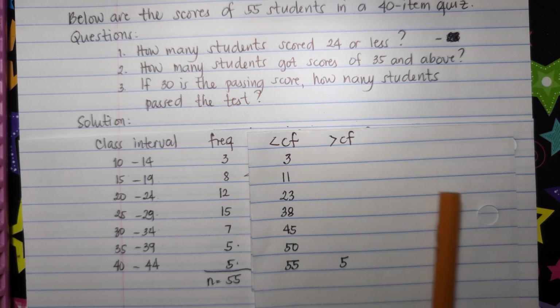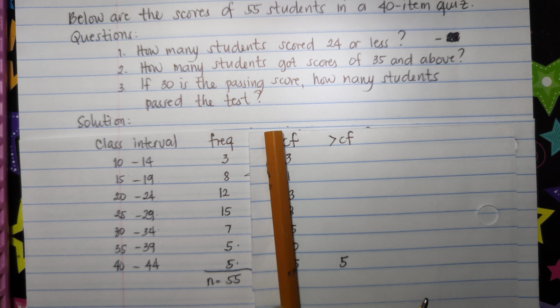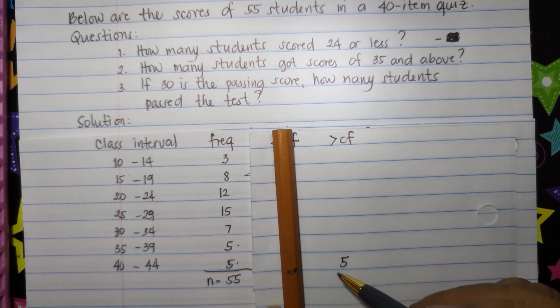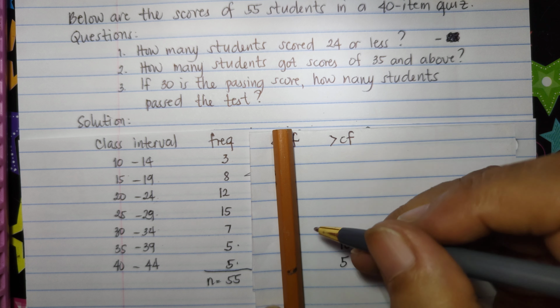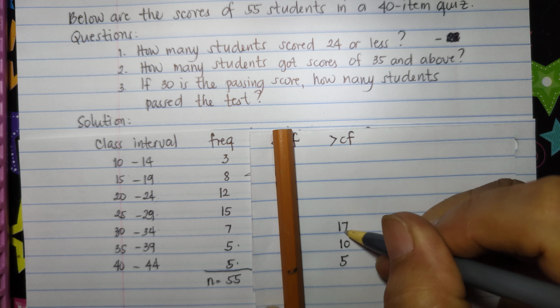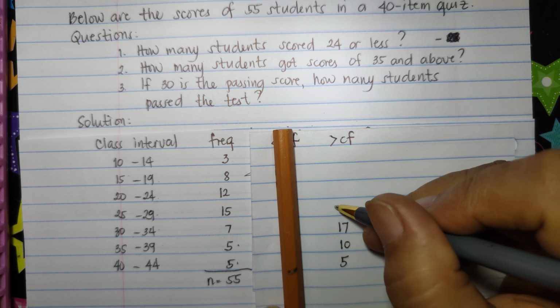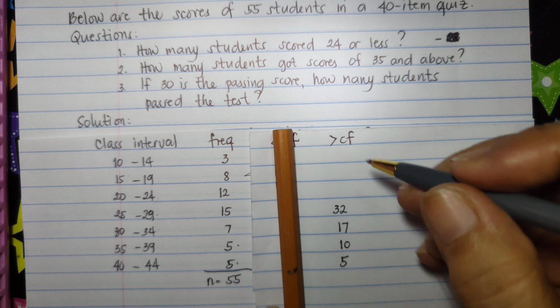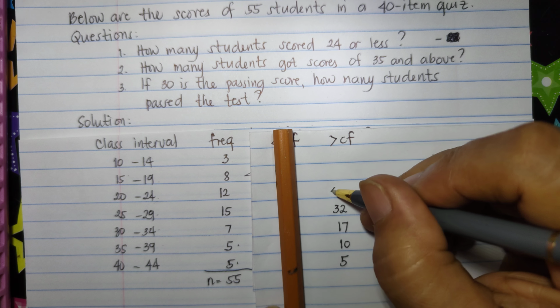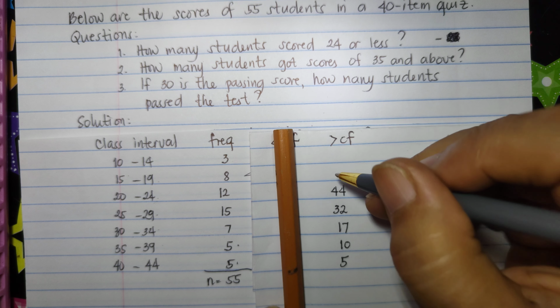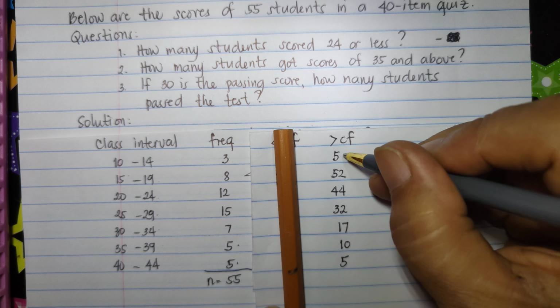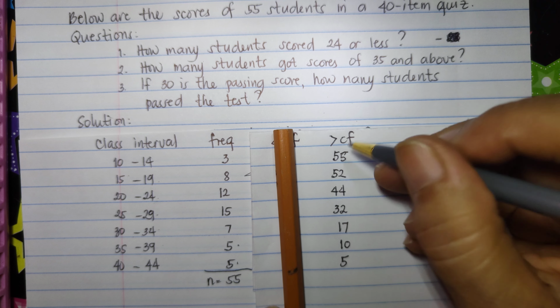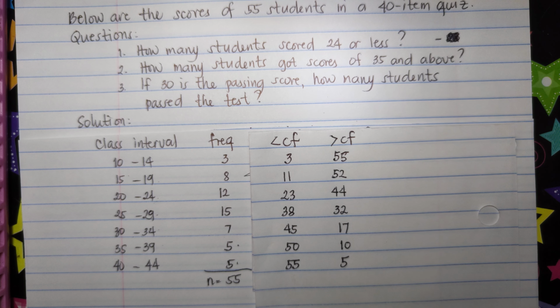Okay, so I'm gonna cover this so that it will not distract us. 5, and then you add 5, that would be 10. 10 plus 7 is 17. 17 plus 15 is 32. 32 plus 12 is 44. 44 plus 8 is 52. And 52 plus 3 is equal to 55. Okay, so our table is complete.